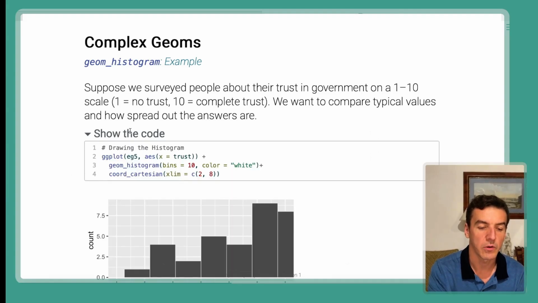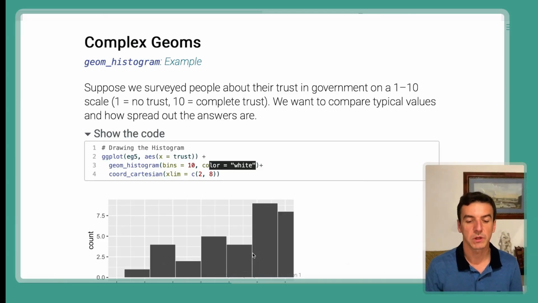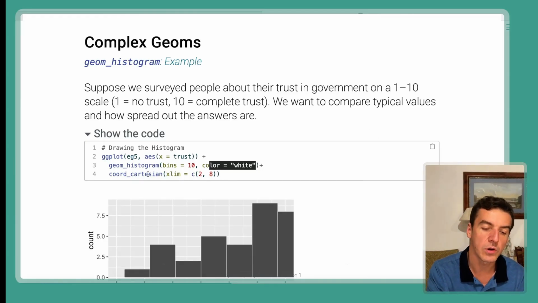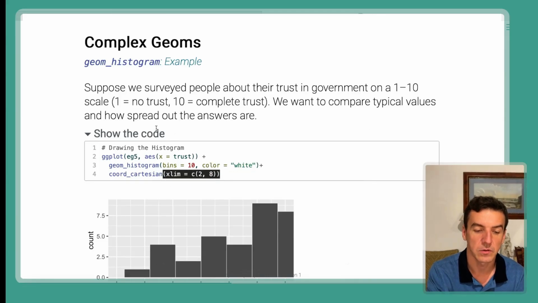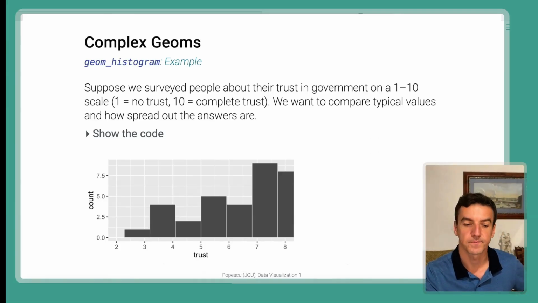So just to quickly see how we produce this. We have the data set, which is EG5. We have x, which is the level of trust. Then we have the geom_histogram with 10 bins. I'm going to explain what that means in a few slides. I'm using color equals white because I want to see more effectively the differences between these columns. And then coord_cartesian. This is something that allows us to label the x-axis. So in our case, we start from 2 and we end with 8. So this is, for example, how we produce this graph that shows us the distribution of trust within our data set.